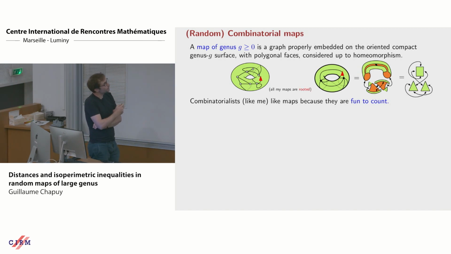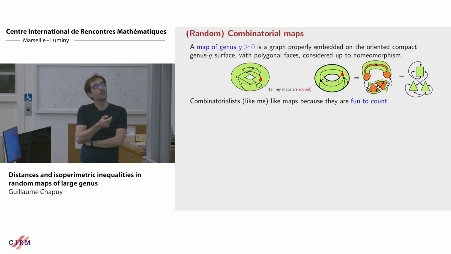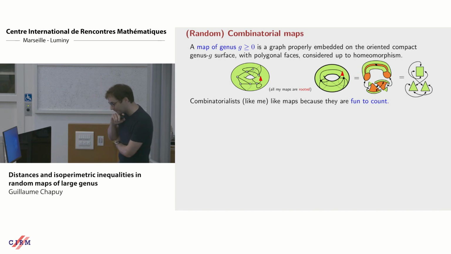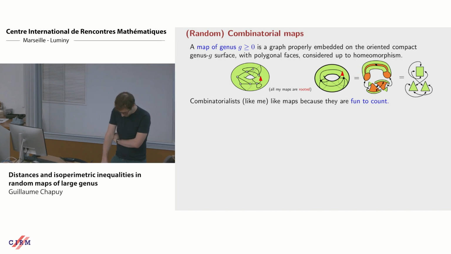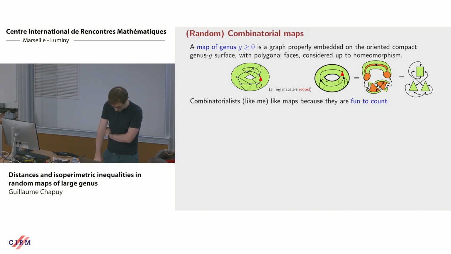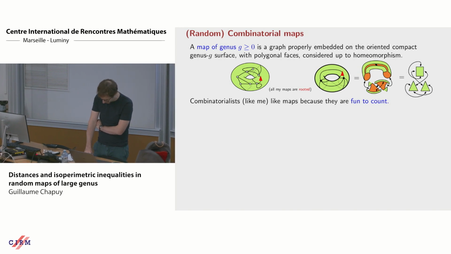Maybe one thing that I have to say at some point: my maps are all rooted. This is a technical point, but when I say a map, I always assume that somewhere an edge is oriented and distinguished. This is called the root, and this is just to avoid considerations of symmetries. Rooting an edge is sufficient to kill all automorphisms, and so I will do that.